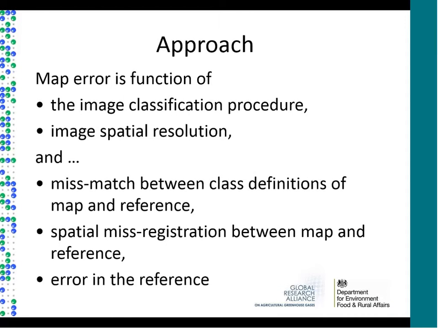But when you think about the confusion matrix, it does not differentiate between the types of error that are contributing to this classification accuracy. So the mapping error that a confusion matrix measures includes error that's caused by the image classification procedure, the image space resolution, that's the bit we're interested in, and also there are other sources of error. There's the mismatch between class definitions of the map and the reference data, spatial misregistration between the map and reference data, and error in the reference as well.